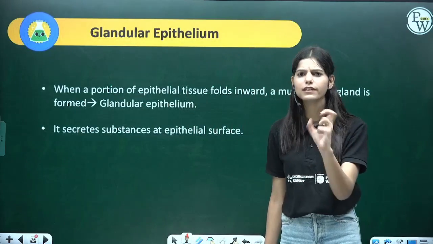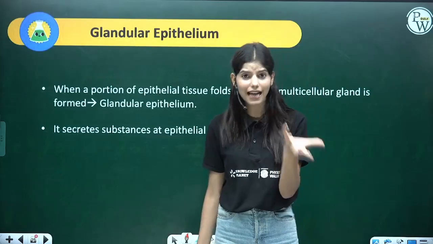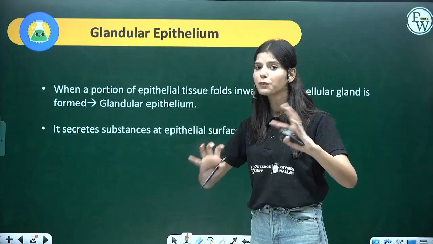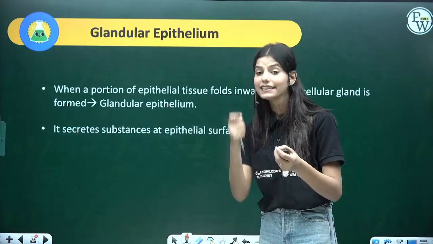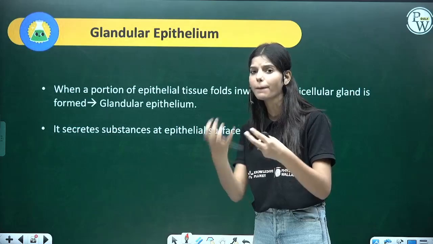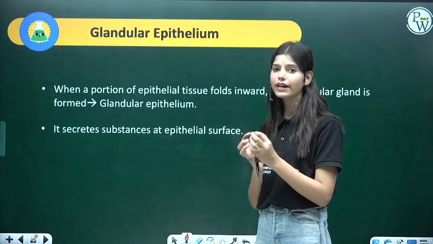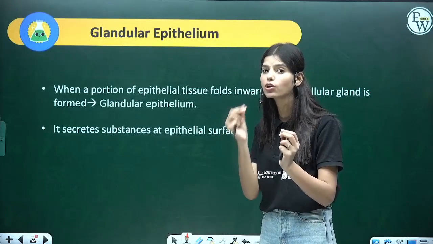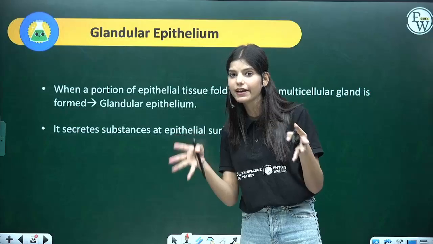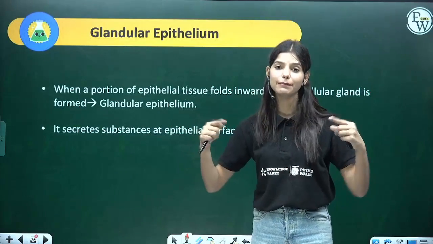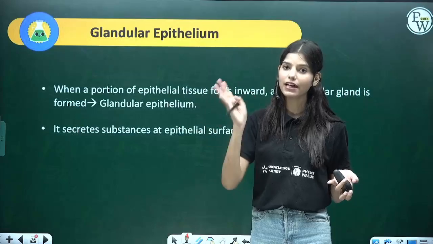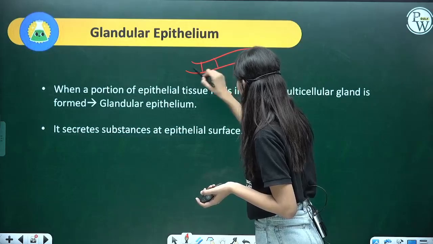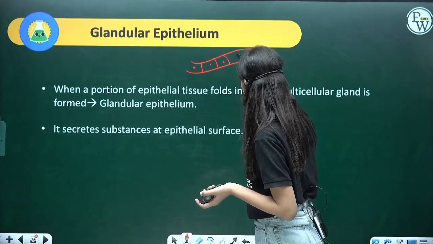Glandular epithelium is called glandular because it actually acts like a gland. Sometimes what happens is that the epithelium present in parts of our body upturns or coils inward, and that's how it makes a multicellular organ, and this organ secretes material, acting like a gland. That's why this epithelium is what we call glandular epithelium.